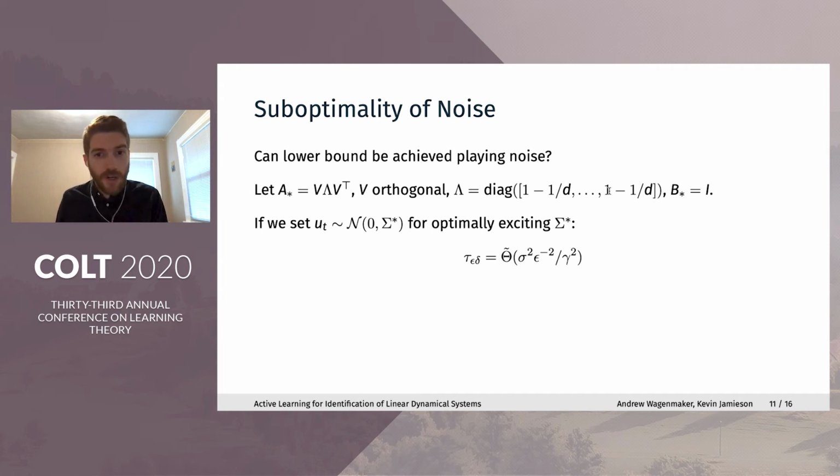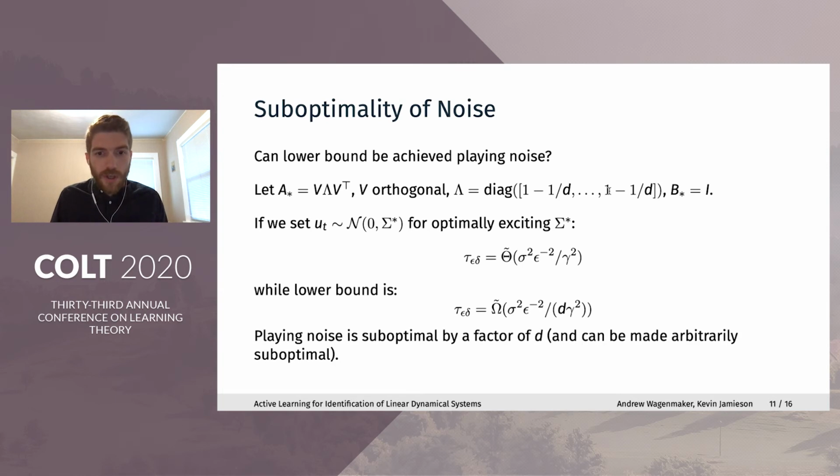It's important to note here, this is not simply isotropic noise. This is if we actually knew the system and we could solve for the optimal covariance. This is not something that's implementable then. But even in this case, this is the sample complexity you get. But you can show from a lower bound that the actual lower bound on the sample complexity in this case is sigma squared epsilon to the negative 2 over d gamma squared. And so in this case, plain noise, even the optimal noise, is suboptimal by a factor of d. And in fact, you can make this arbitrarily suboptimal by letting the eigenvalues go to 1. And so we see from here that excitation via noise is not the optimal thing we can do for system identification. We actually need to do something more, and that's what we're going to be proposing here.